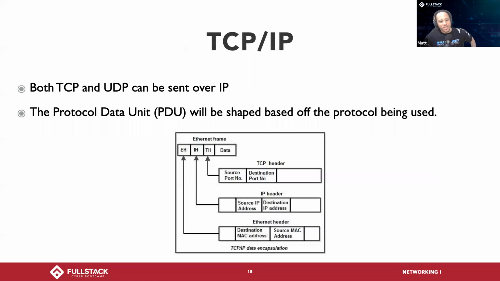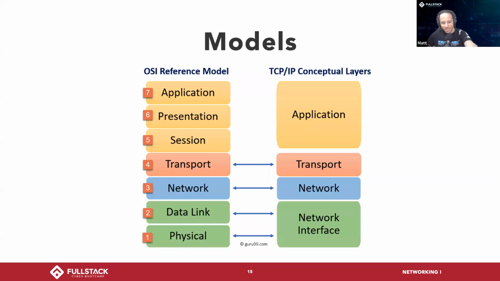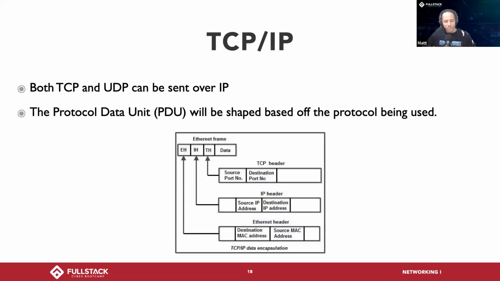Okay, so let's talk about how this data looks and how to imagine it in this image right here. Both TCP and UDP get sent over IP. If I go back, you can imagine this: TCP and UDP are on that transport layer, sitting on top of it. So the way you want to imagine this data is like wrapping the data in a package over and over.